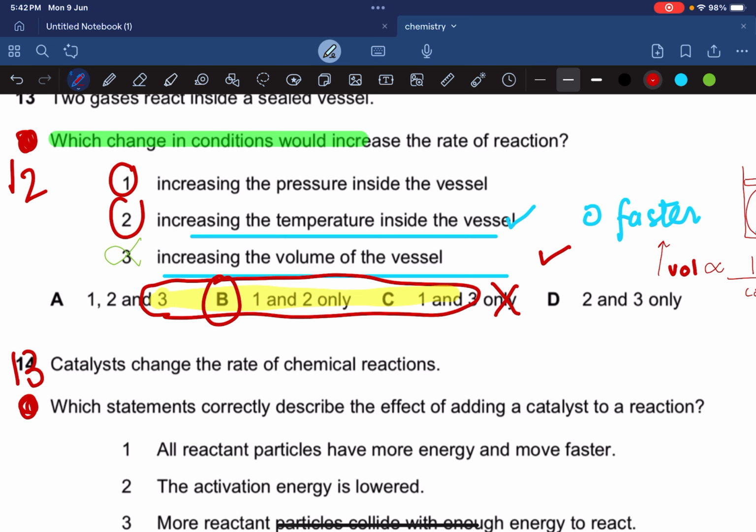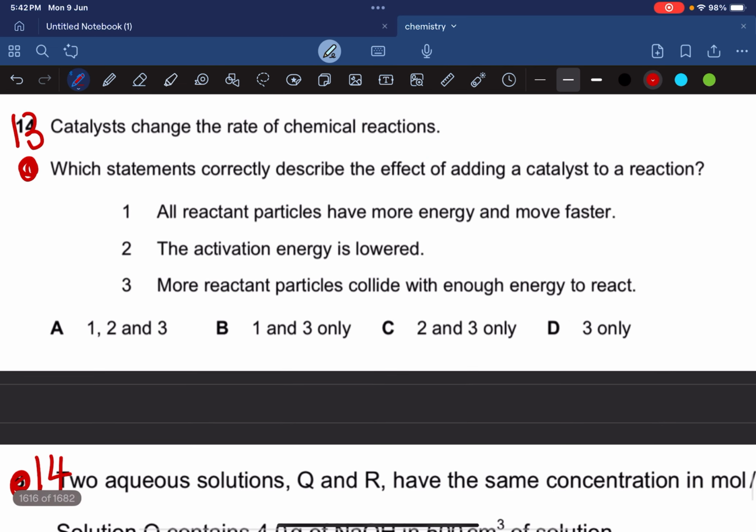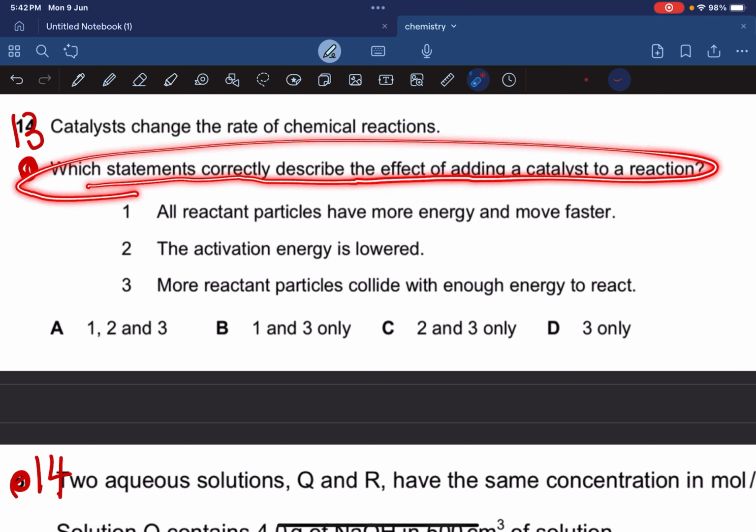Okay, I hope you understood this. Okay, catalysts change the rate of chemical reactions. If you're able to do this question, you really have a good concept of catalyst. These are all the questions that are going to check your concept. Catalyst increases the rate of the reactions. We need to know which statement correctly describes the effect of adding a catalyst to a reaction.